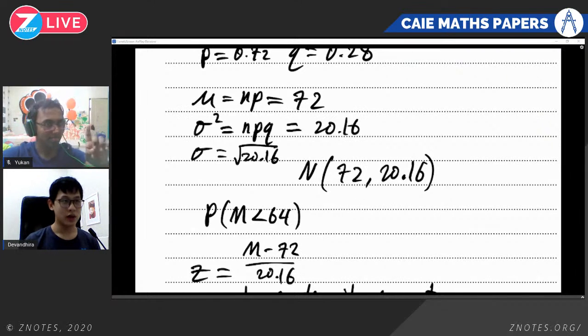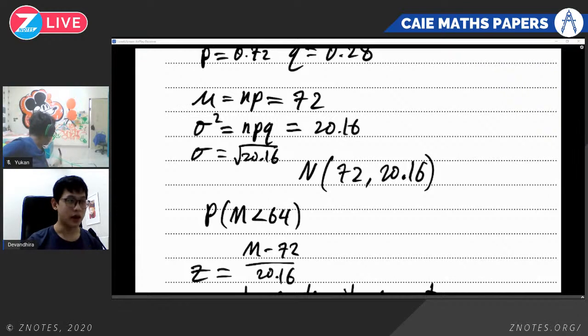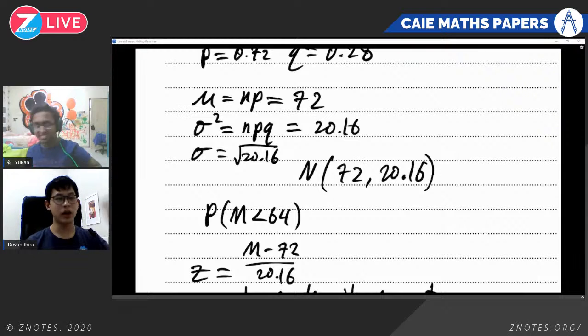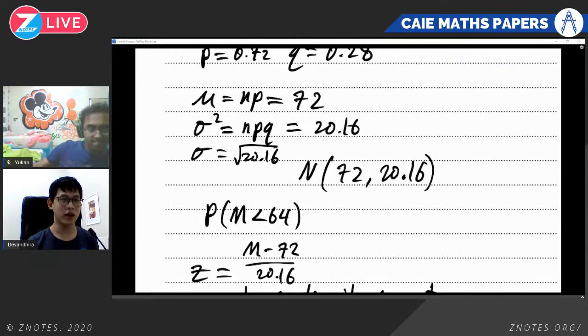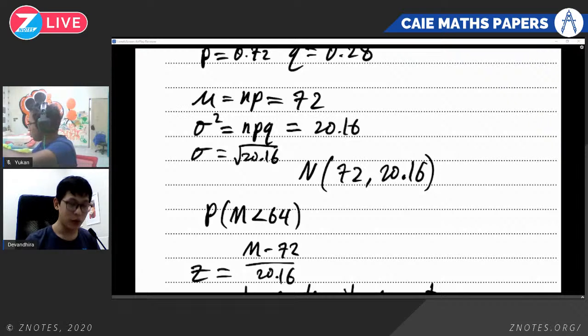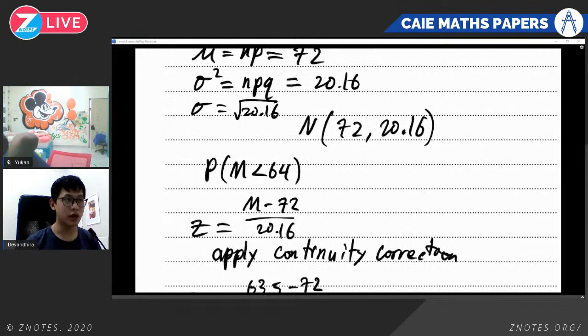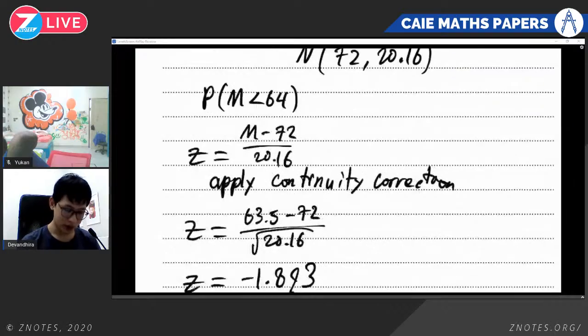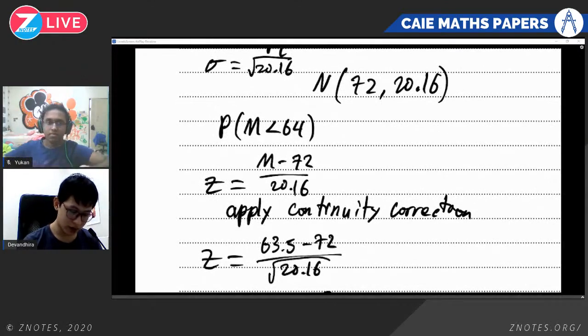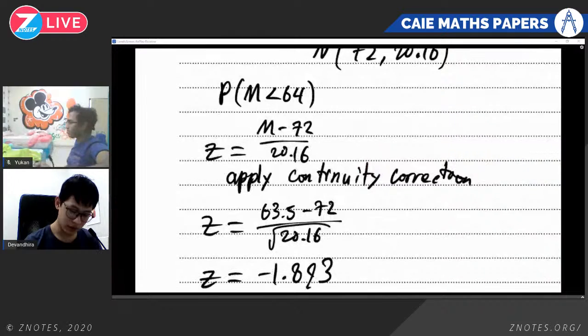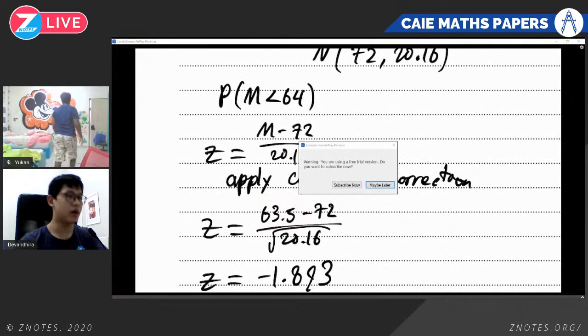So there is a way to make this more accurate. Remember that if we bring discrete into continuous, it's not going to be that accurate. So the way to make it more accurate is to apply the continuity correction. So how do you apply it? For the probability of M less than 64 right here, to apply the continuity correction you have to do 64 minus 0.5, which is 63.5.